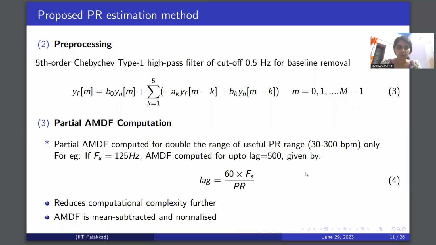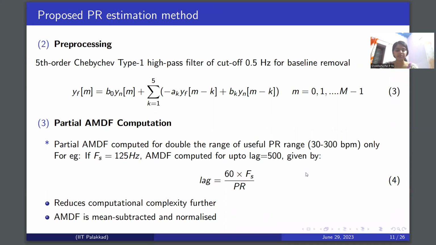The second step is pre-processing. We will be using the fifth order Chebyshev type 1 high-pass filter of cutoff frequency 0.5 Hz for baseline removal. 0.5 Hz is set as the lower cutoff frequency based on the 30 to 300 beats per minute, which is the normal human pulse rate range.